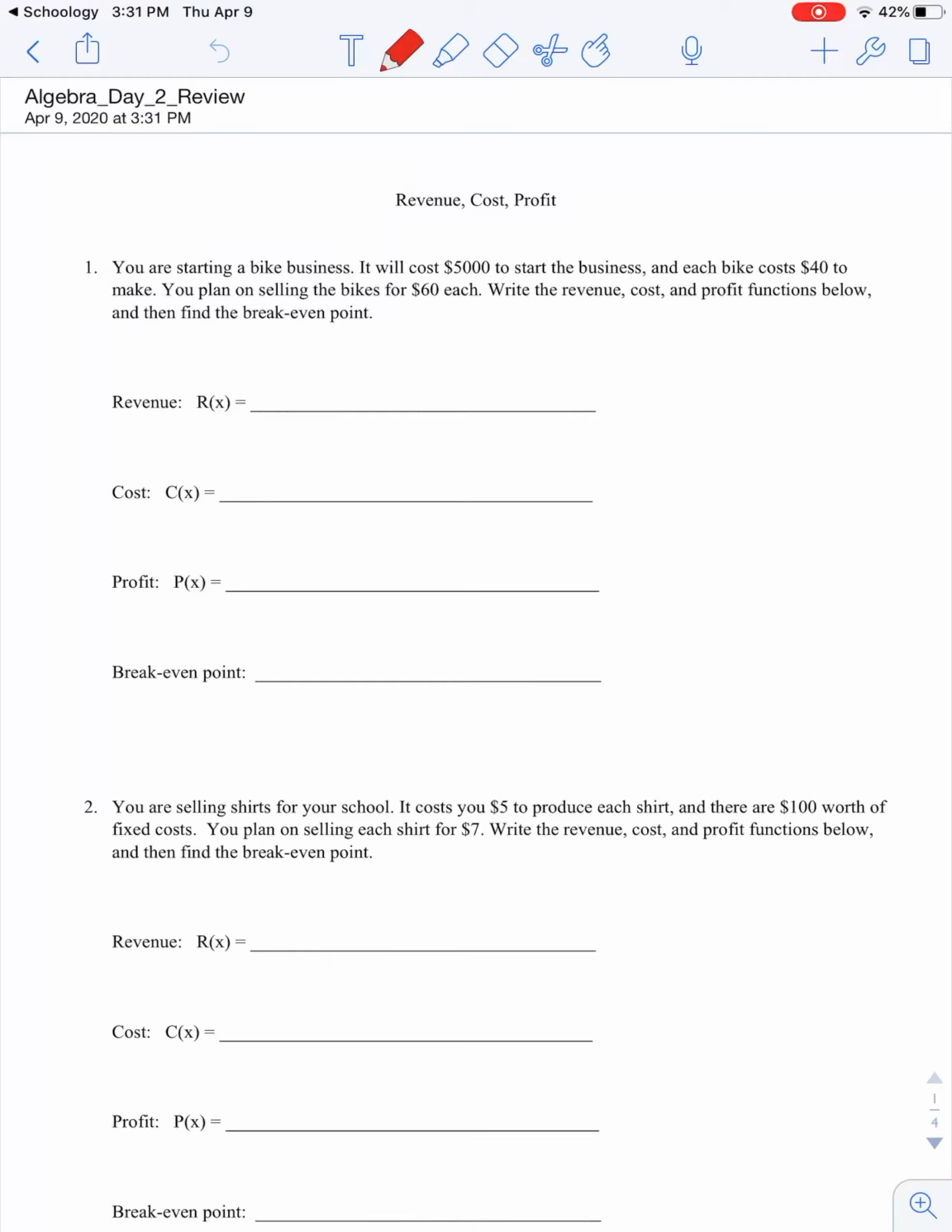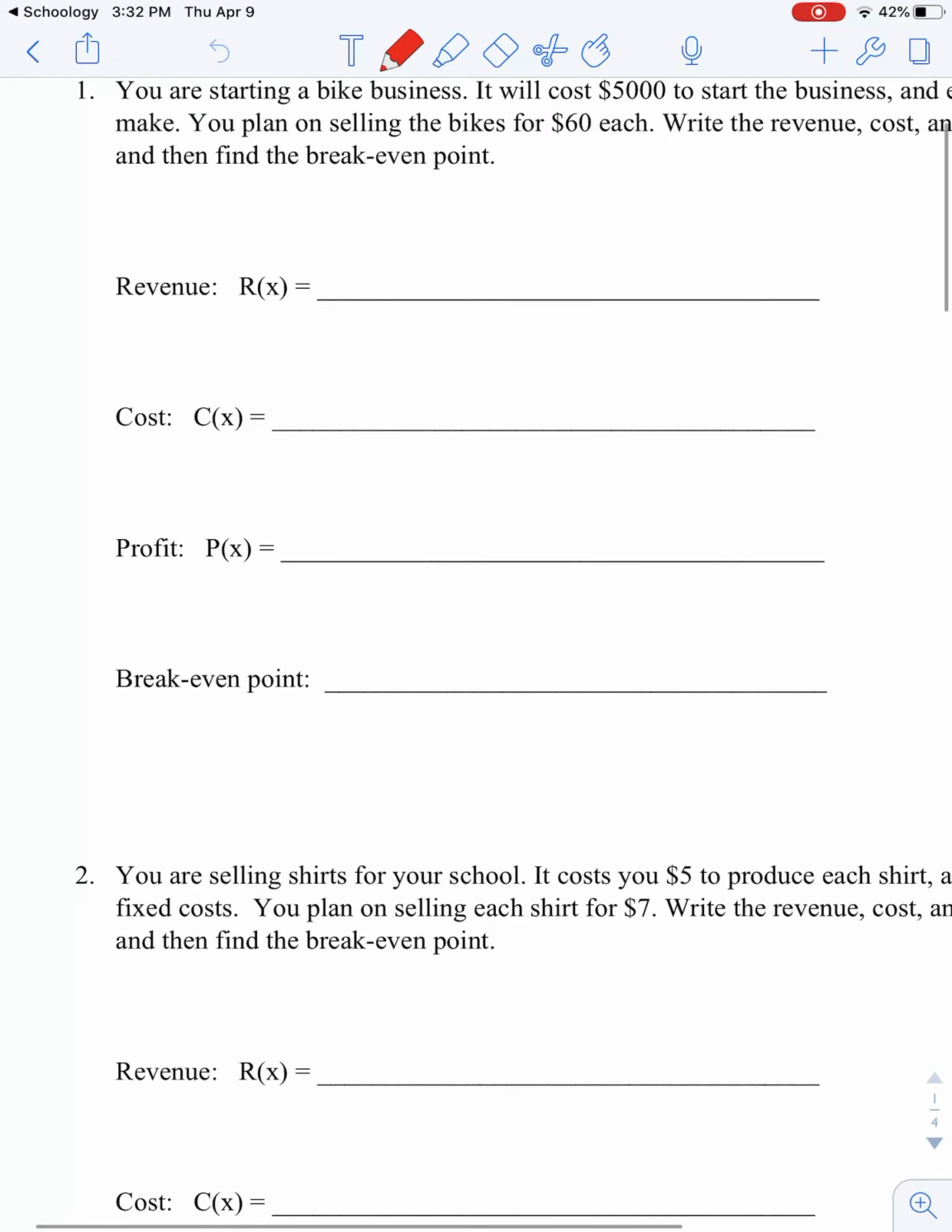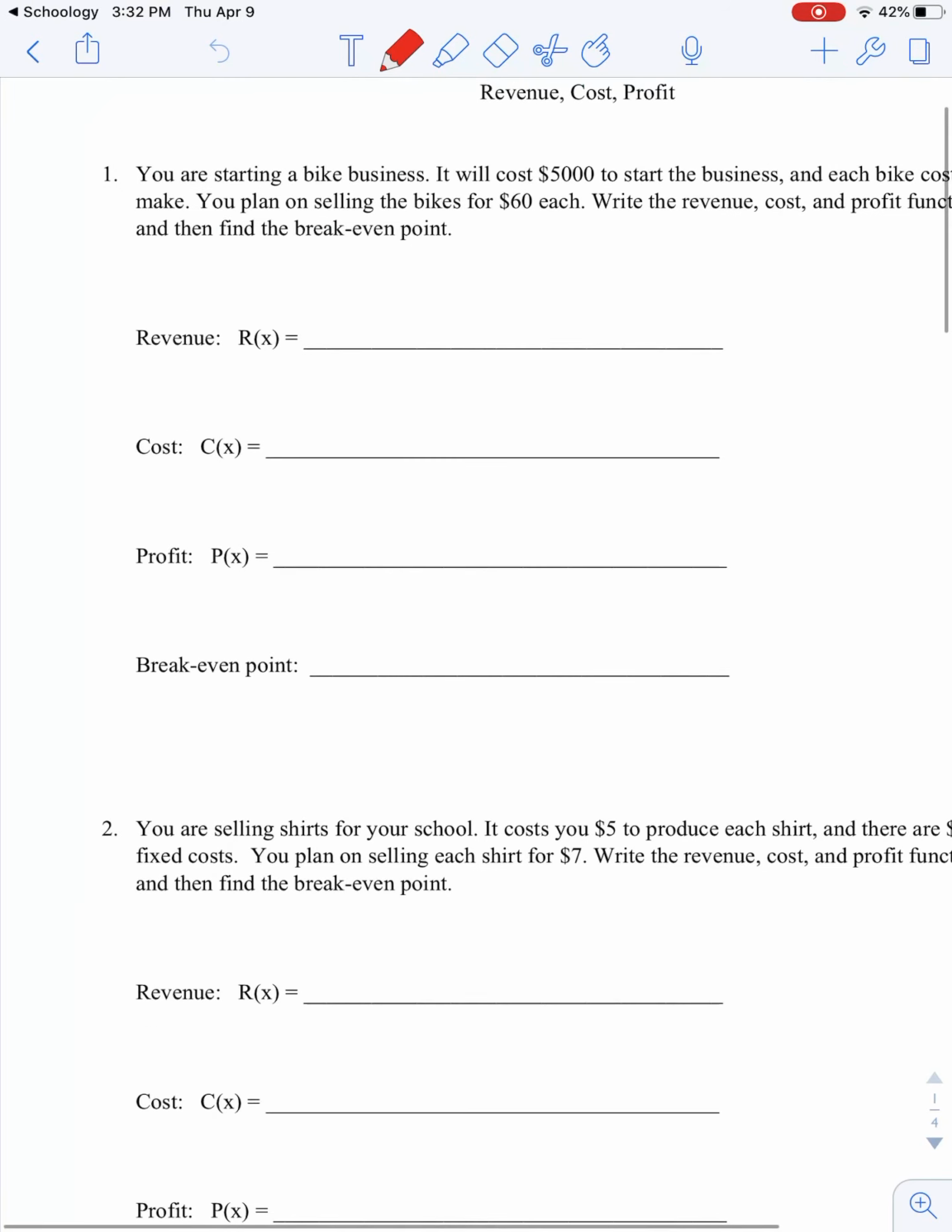Okay, here's the last part of algebra. This is kind of the harder stuff, if you remember. Not this first part, but the second part is a little bit of the linear programming. So this is the revenue, cost, profit stuff. So remember, you're going to have to write the revenue function.